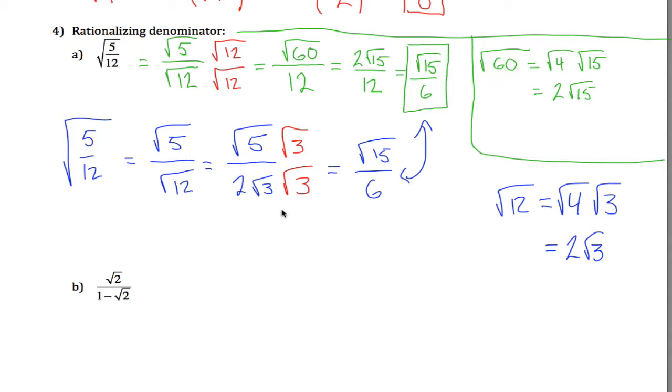Here's another example where the order you do things in doesn't matter. You can simplify the radical first and then rationalize, or you could rationalize and then simplify the radical. Totally up to you which method you do. I just wanted to show you two different ways to do a problem.